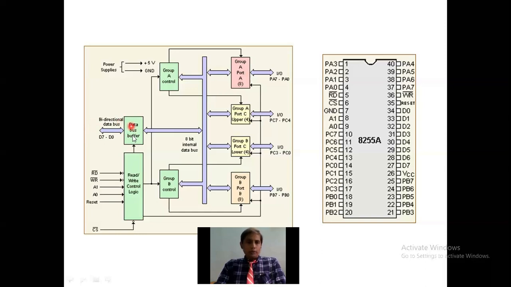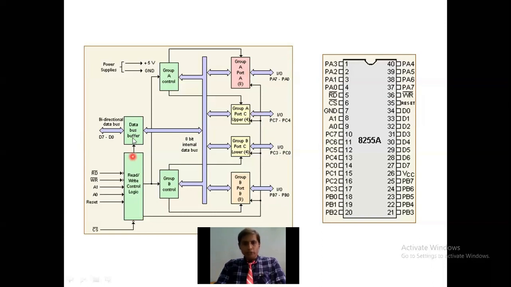For example, the processor wants to send data to an external device, for example 8257 or any IO device. Then what happens? In that case, the data bus buffer receives the data from the processor and transmits the same data to any of the ports. With the help of the port, it will transmit data to the external device. All these ports are connected to external devices. For example, if the external device size is 8-bit, then one port is enough.